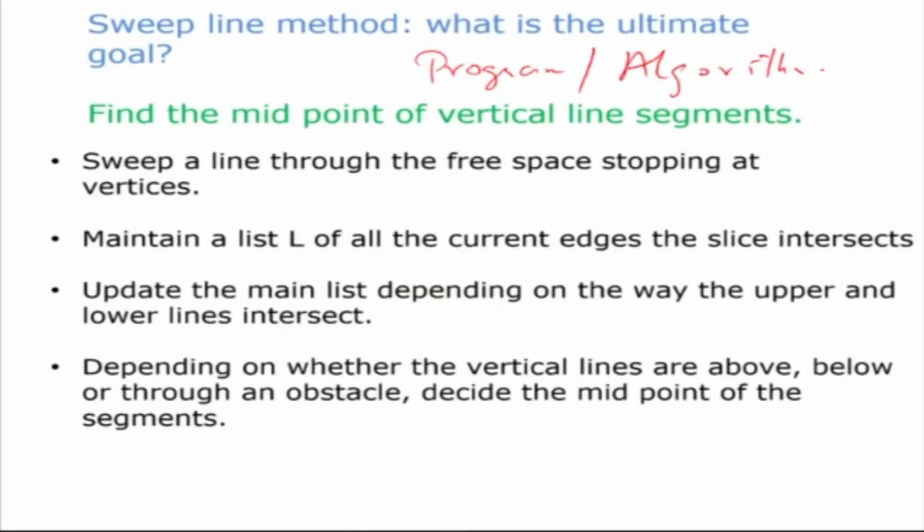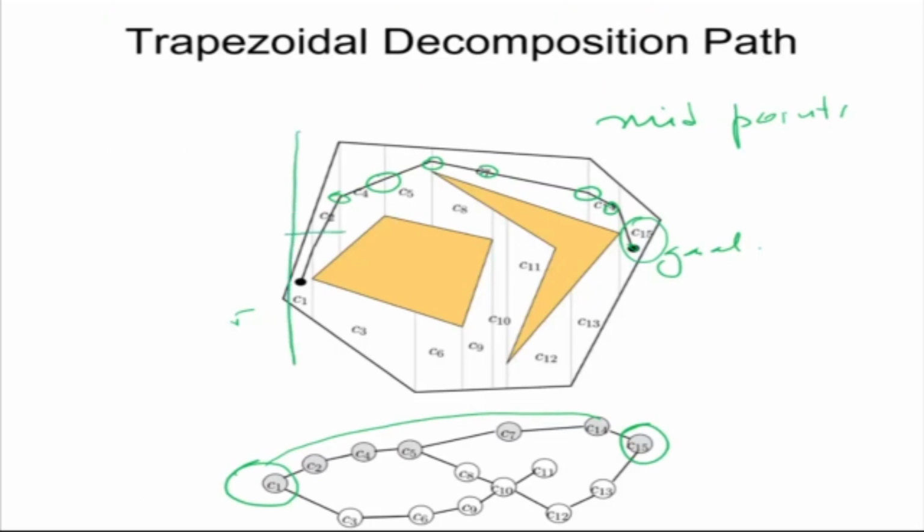Now the algorithm is basically using the sweep line method. Okay, and the ultimate goal of the sweep line method is to divide it into trapezoidal cells, and then once we get the trapezoidal cell, the lengths of the straight lines, then we can find the midpoint. Okay, now the sweep line, it sweeps through the free space, stopping at the vertices. So we sweep the straight line. This is my straight line. So I start off here. I sweep it until it hits a vertex.